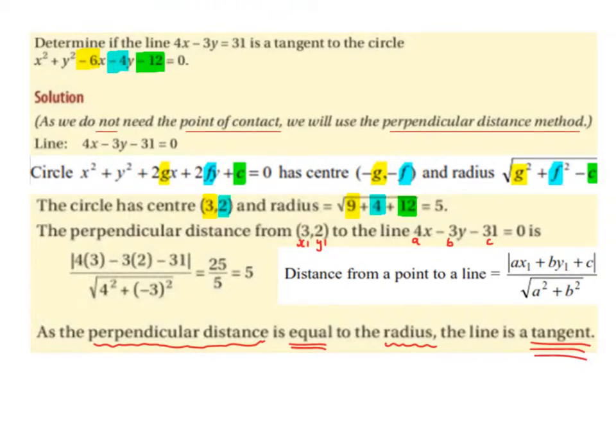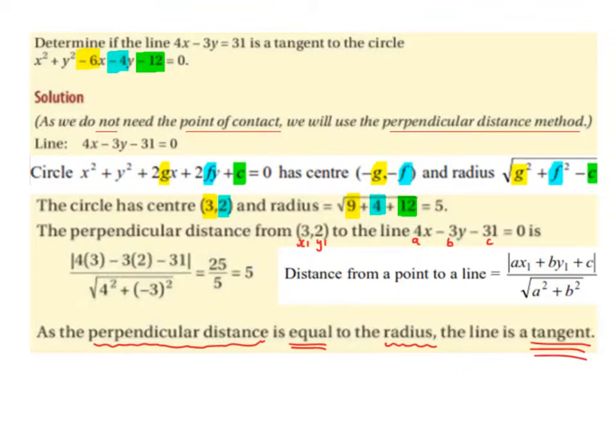So it's important to note that a tangent is a line that touches a circle in one place only. So what we have to do is see, is there only one point of intersection? Is there 2 points of intersection, or is there no points of intersection? If there's one point of intersection, then the line is a tangent.